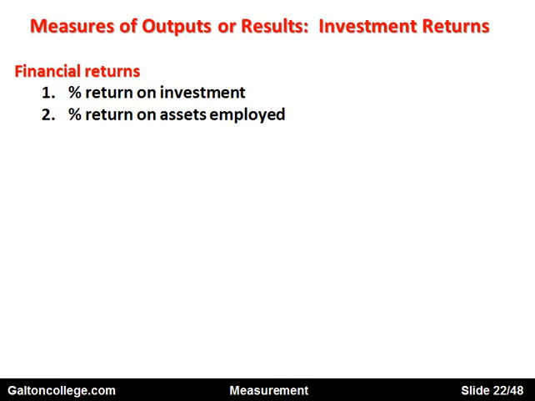Look at the return also on the assets employed. Don't just look at the investment for a new machine or a new set of equipment. Look at all of the assets of the business and try to work out the return on the assets. If the return on the assets is very low, perhaps the business really ought to liquidate, sell off the assets and put the money in the bank and do something else. If the return on the assets is high, then it's a good business. It's prospering.